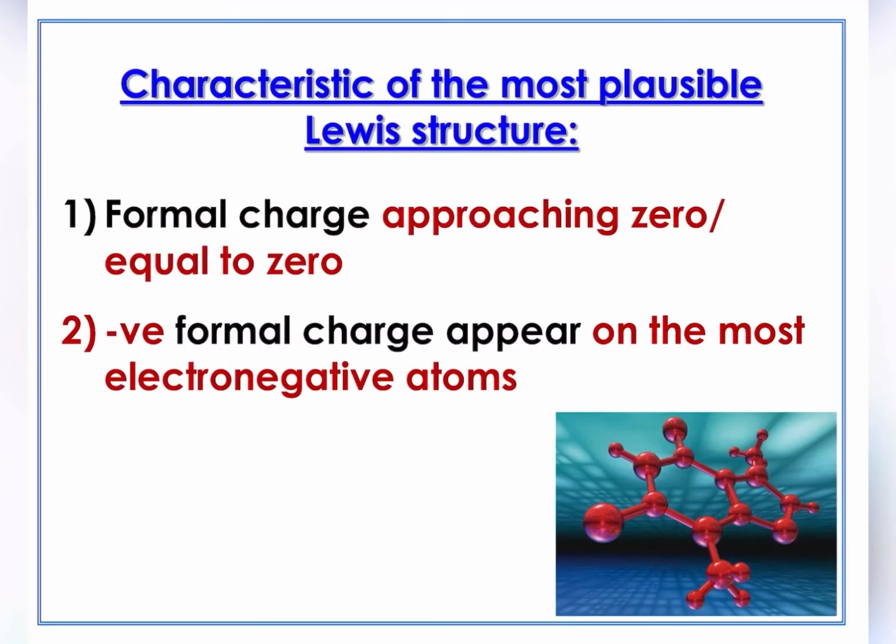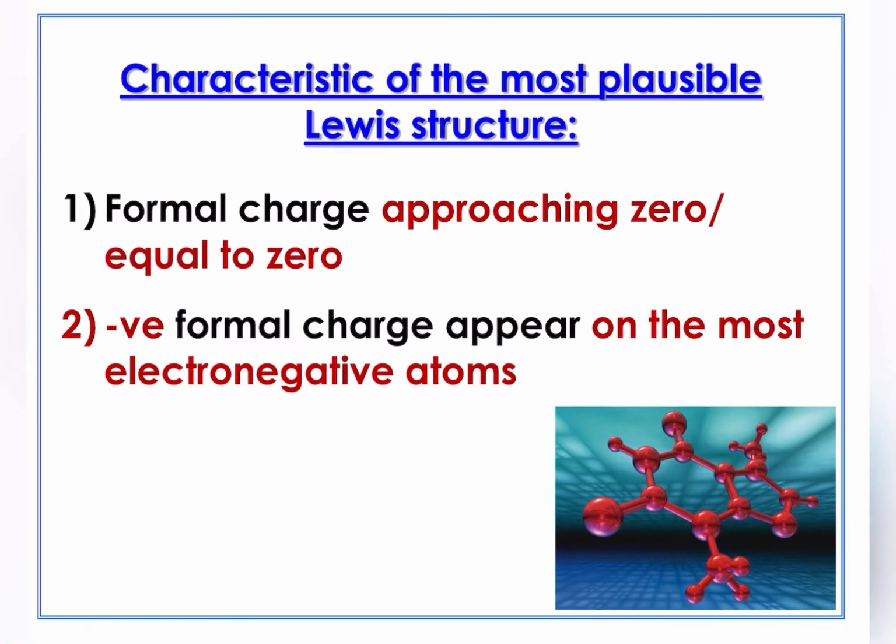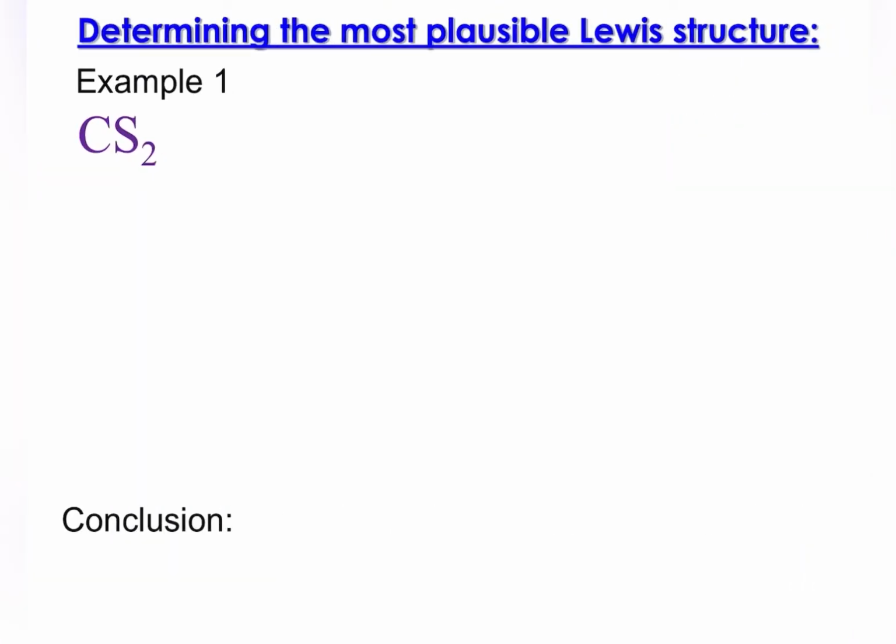You need to know that sometimes one molecule can exist in many forms. So that's why when you draw the Lewis structures for selected molecules, you have to know which Lewis structure you have is the most plausible one. So that is why we are going to apply formal charge calculation in order to determine which Lewis structure is the most stable. Let's start with example 1.